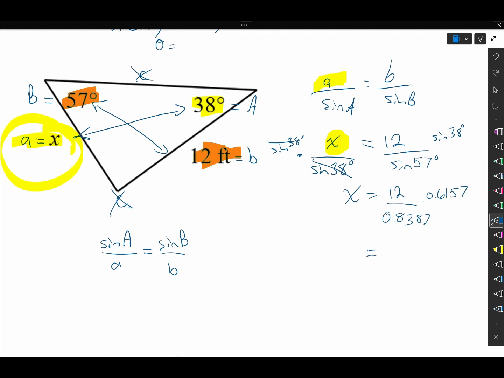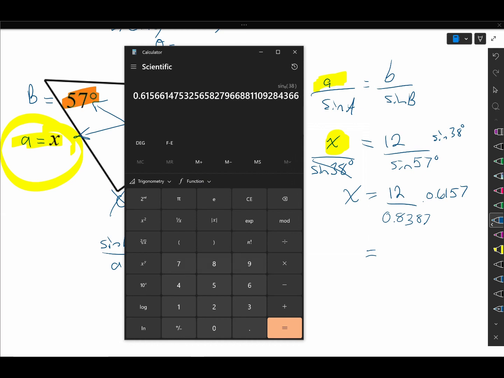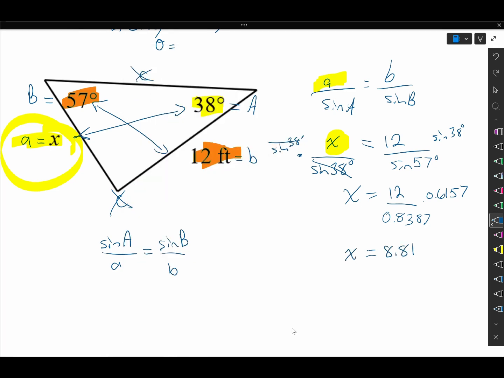Again, if you're comfortable doing this all in one step, do this all in one step. This is 12 times 0.6157 divided by 0.8387, and I'm working with 8.81. Now we'll ask ourselves, does this final answer for a side length x, does this make sense?